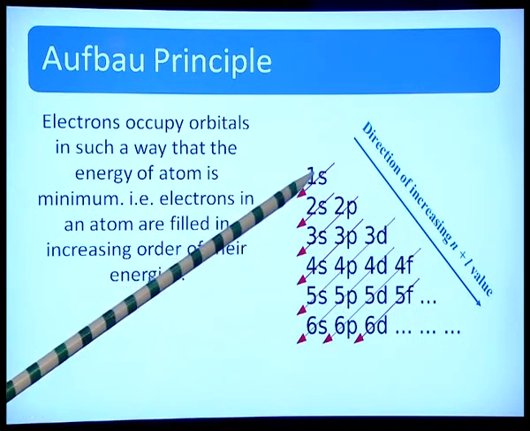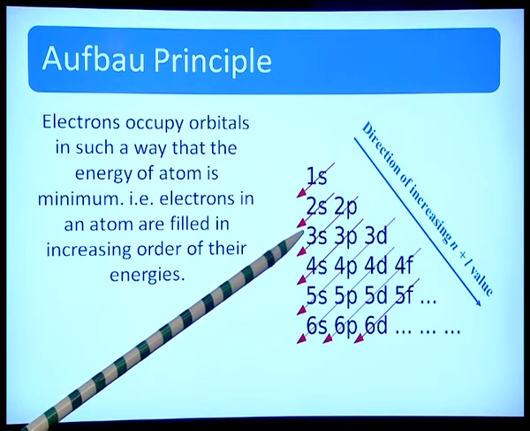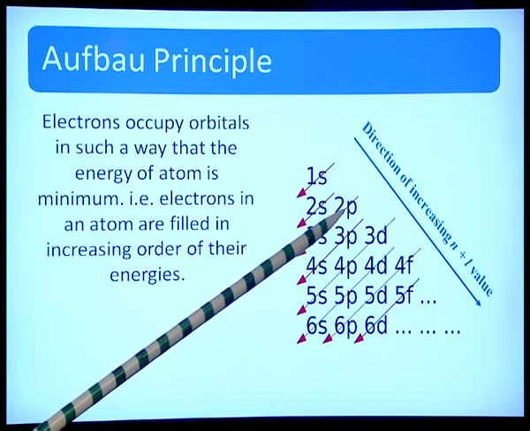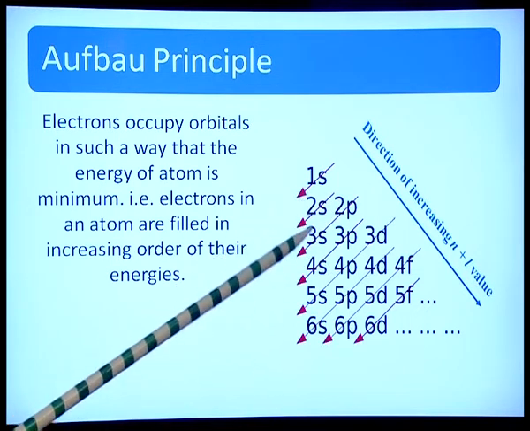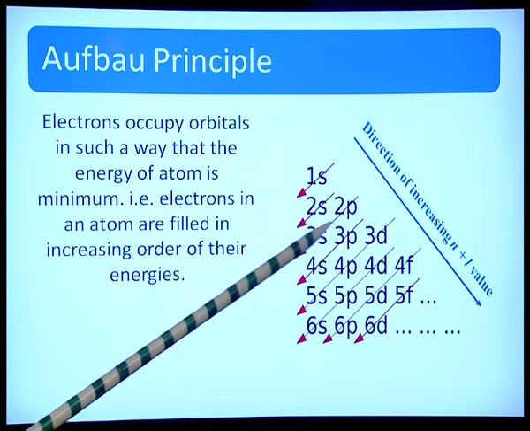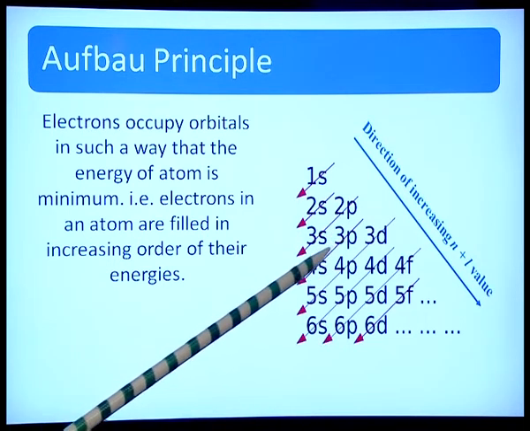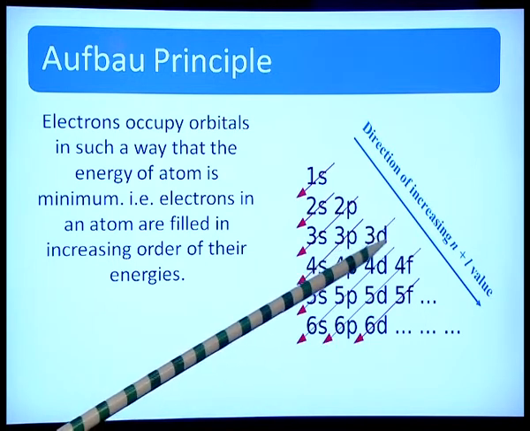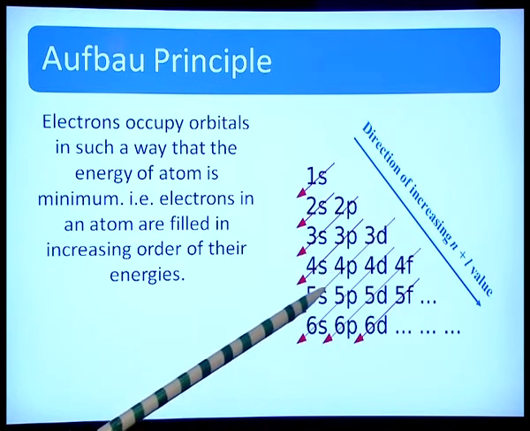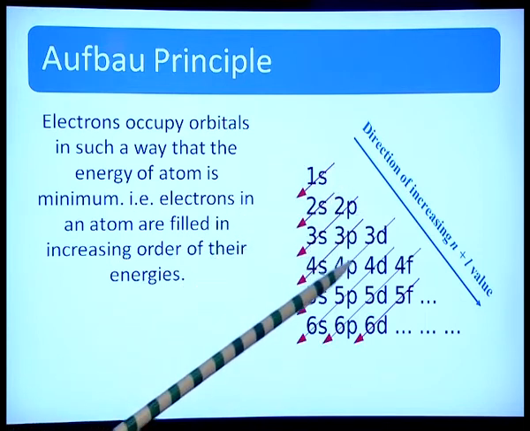You see, the first orbital filled is 1s, then 2s, now 2p, then 3s. Not 3s first; 2p is filled first, then 3s, after 3s, 3p, then 4s, then 3d, then 4p, then 5s. This way, the ladder can be made for filling the orbitals in energy levels.